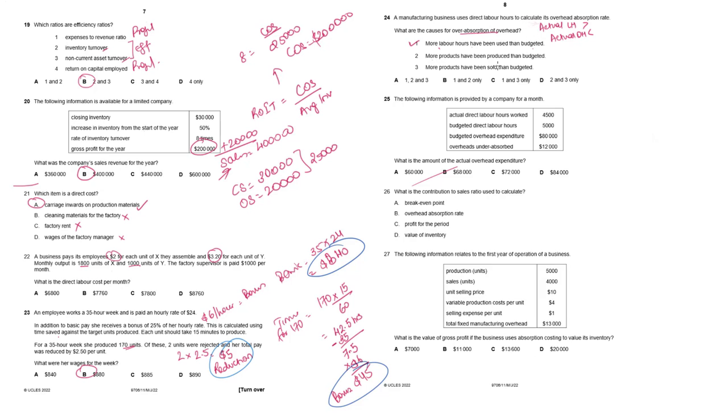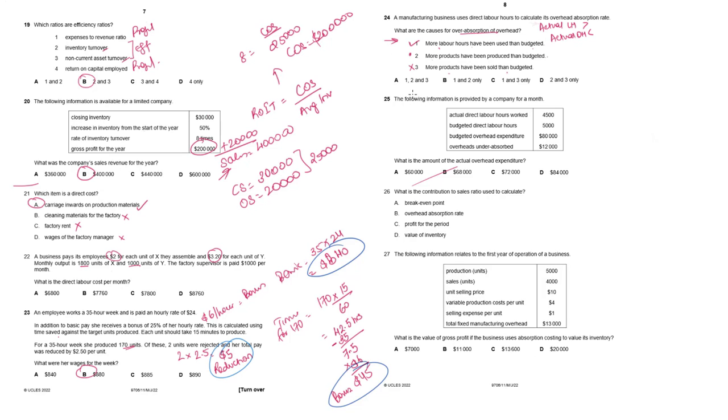More products have been produced than budgeted. This could be the right statement, may not be the right statement. It could be because more labor hours were taken to produce more output. Second statement is linked to the first statement. So we have a doubt here. More products have been sold. Not correct or not relevant, because absorption is related to production and not what is sold. So 1 is definitely correct.